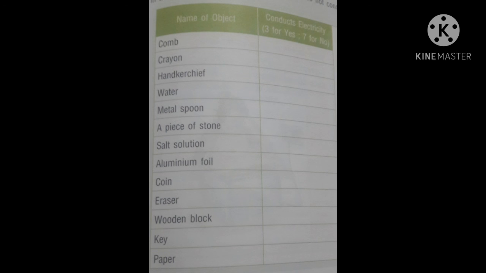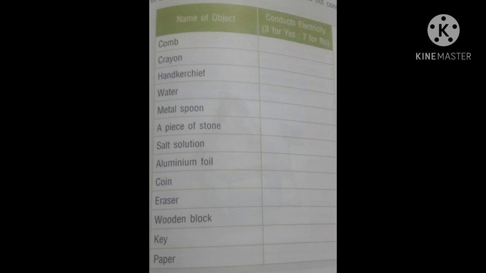Metal spoon, bulb glows, conducts electricity. Piece of stone, bulb does not glow. Salt solution, bulb glows because it conducts electricity. Aluminum foil, bulb glows because it conducts electricity. Coin, bulb glows as it conducts electricity.